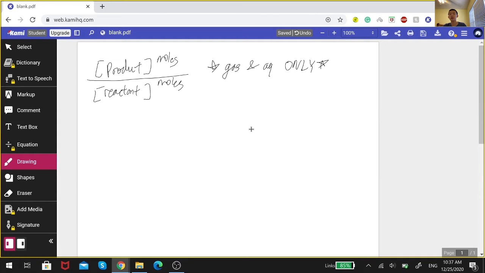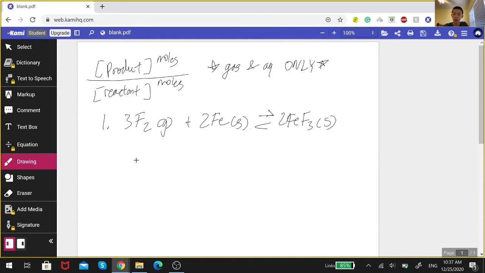Hi, in this video we're going to do some examples of calculating equilibrium. Now if you remember from the previous video, this is our formula. And here let's do some examples. Question 1 says 3F2 gas plus 2Fe solid makes 2FeF3 solid. Now the product will be 2FeF3.